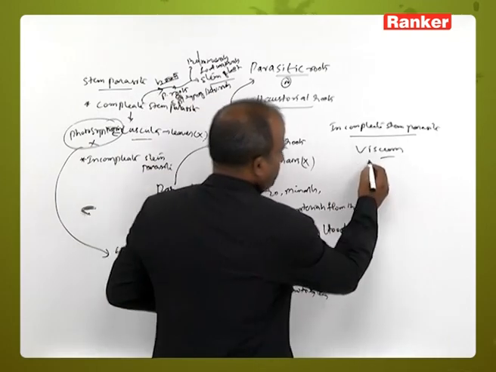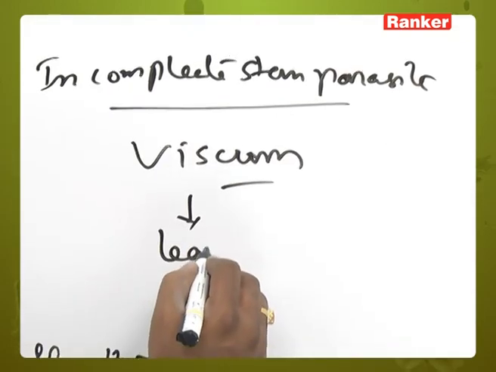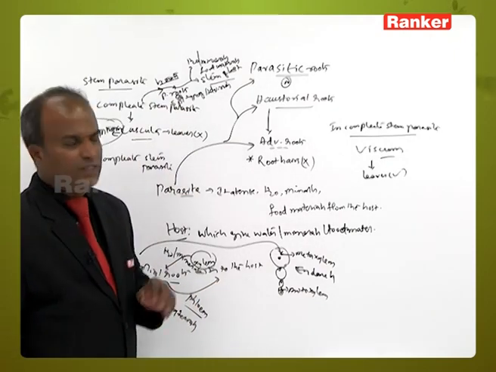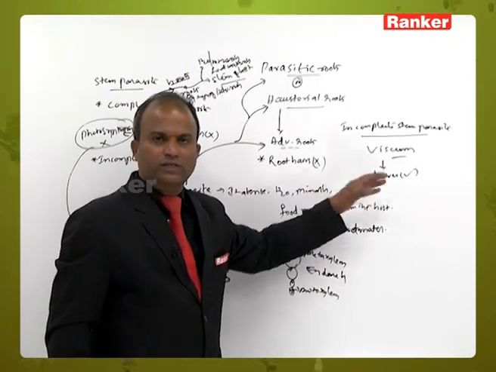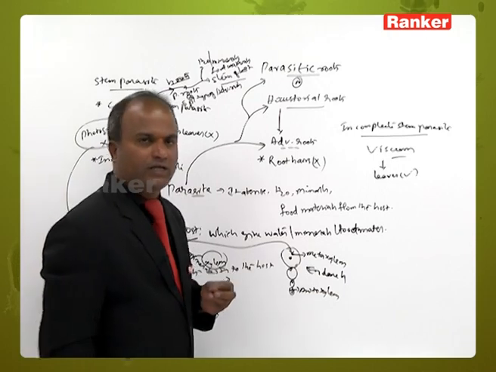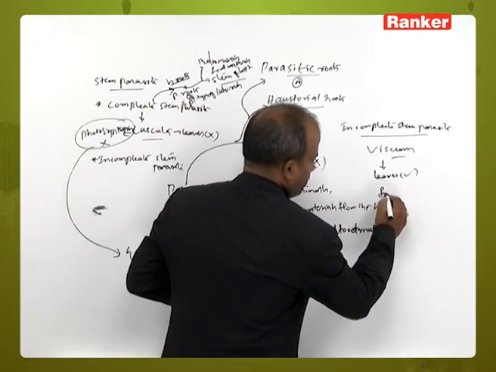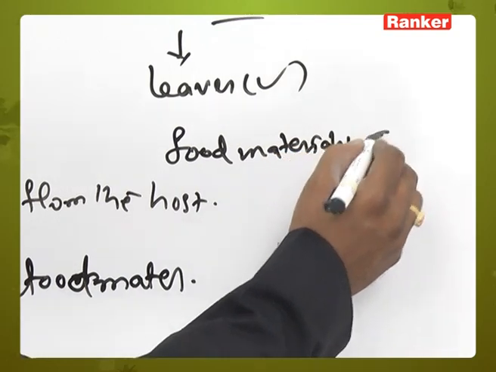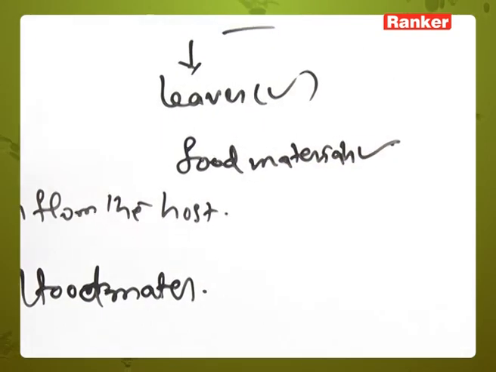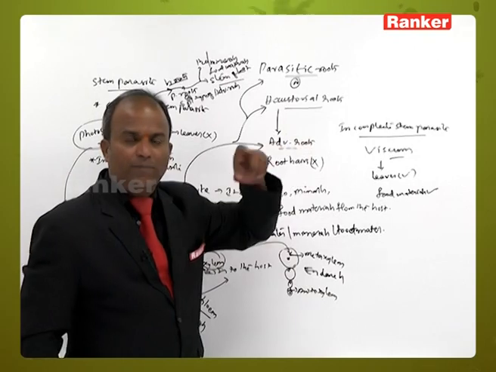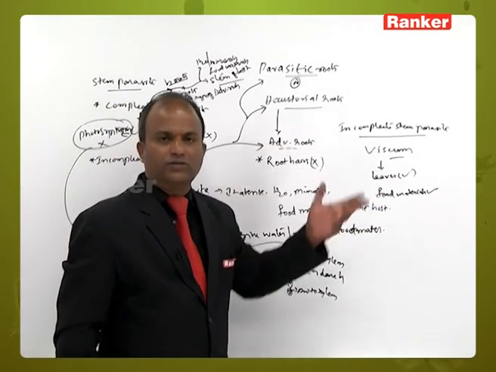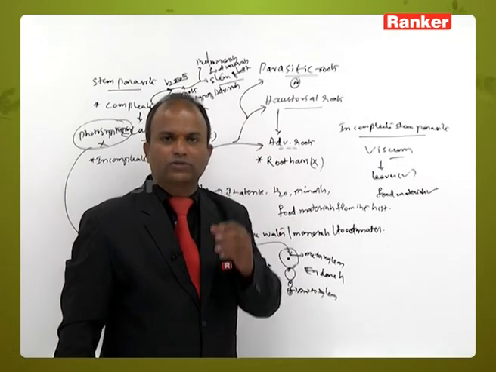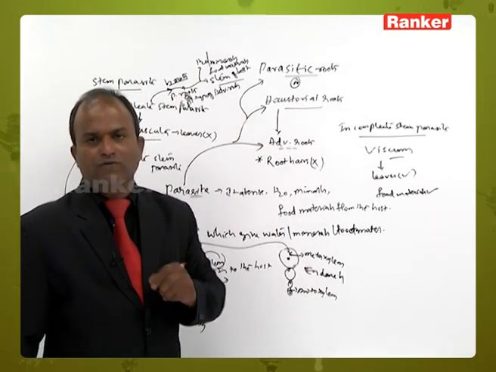Here in this Viscum, an incomplete stem parasite, it shows leaves. That means it can perform photosynthesis. It can prepare its own food materials. That means Viscum, whether it is depending upon the host for food materials? No. Why? Because as Viscum contains leaves, it can perform photosynthesis and it can prepare its food materials.